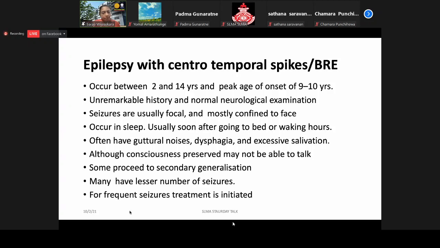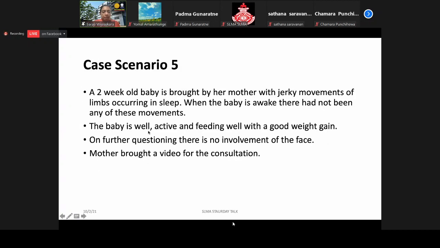Then most of them proceed to secondary generalization, and most have very few seizures, like every 6 months or 1 year or so. Therefore, we do not attempt to treat this because it's a self-limiting epilepsy. However, if there are frequent seizures, we need to treat them. The drug that we use can be decided with the EEG findings. Most of the time, it may be carbamazepine as it starts as focal, but it could go to valproate as well. Okay, so case scenario 5.